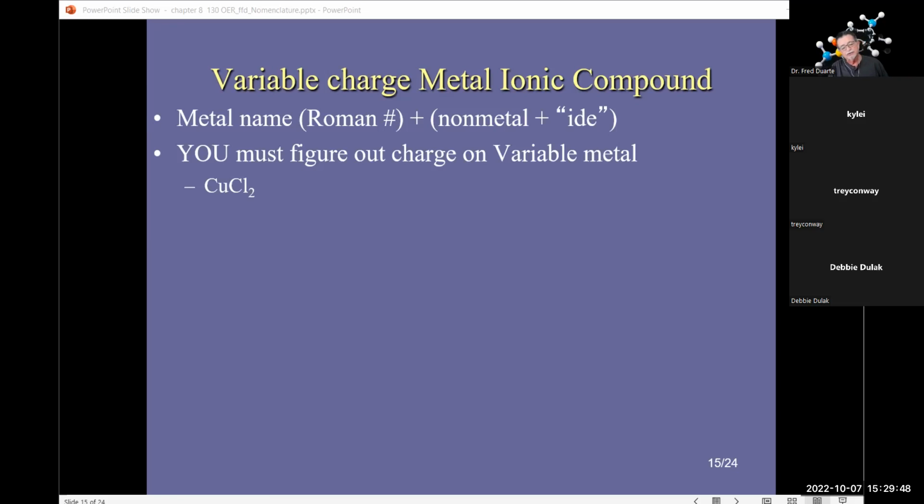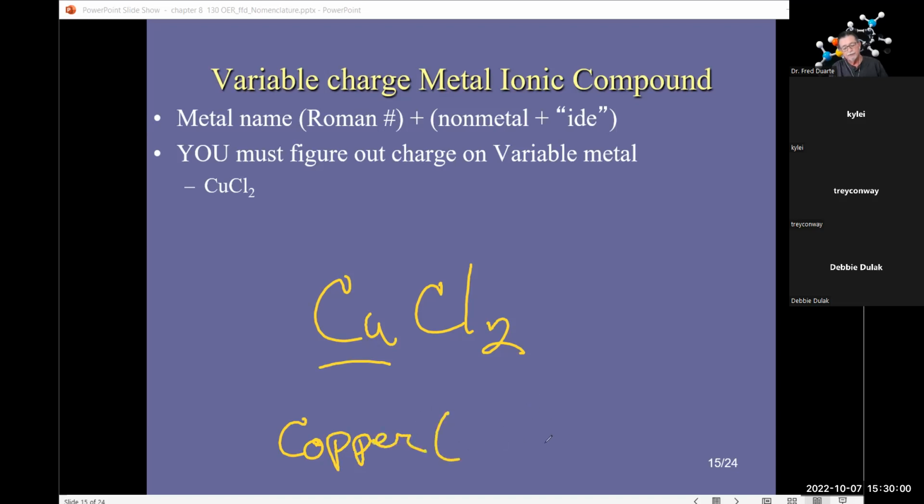I look at this formula and I see, all right, I've got CuCl2. I know I've got copper, and copper is not part of the sweet 16, so that tells me I have to use a parenthesis, and then I know that I've got too many marks here.